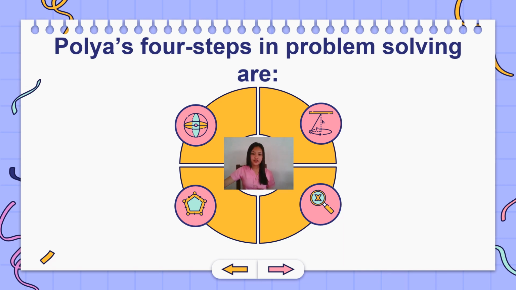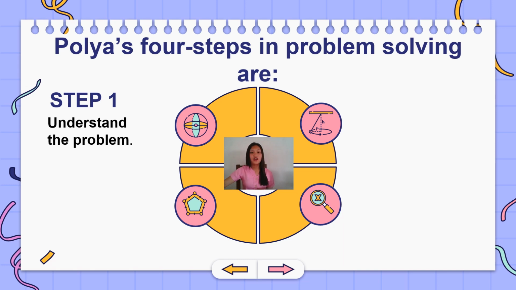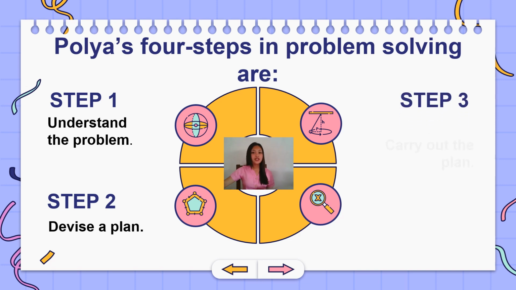So Polya's 4 steps in problem solving are: Step 1. Understand the problem. This is the first thing that we will do, to understand or identify what the given problem is all about. Step 2. Devise a plan. After we identify what our problem is, we will make a plan on how to find a solution to this problem. Step 3. Carry out the plan. After we made a plan, we will now apply or do some action to find or solve the answer.